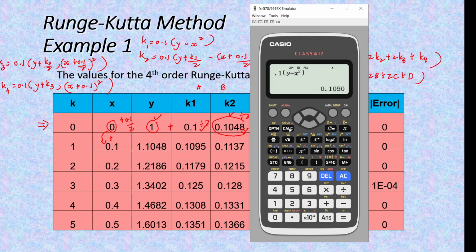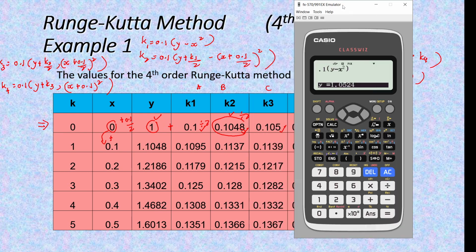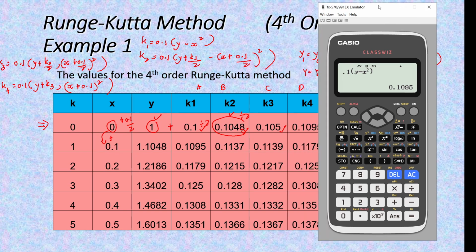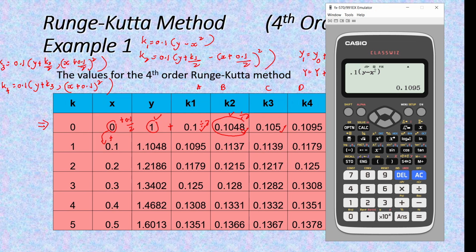Now to calculate K4, y is actually y plus K3. So take the y value plus the K3 value: 1 plus 0.105. x is actually 0 plus 0.1, so you get 0.1. You may straight away key 0 plus 0.1, or key in 0.1 directly, same thing. So you get 0.1095.